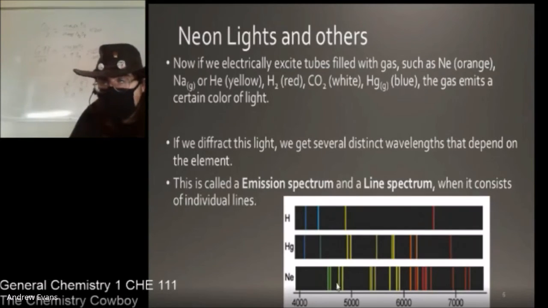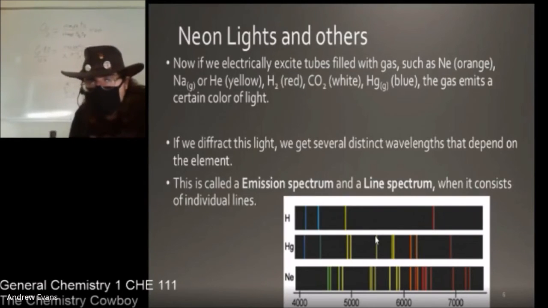Sodium down there is going to have some greens, a whole bunch of yellows, some of these similar to mercury, but not quite the same. Some oranges, some reds, and all those are going to combine together to give us our yellow. Now, as I said, these distinct wavelengths depend on the element.